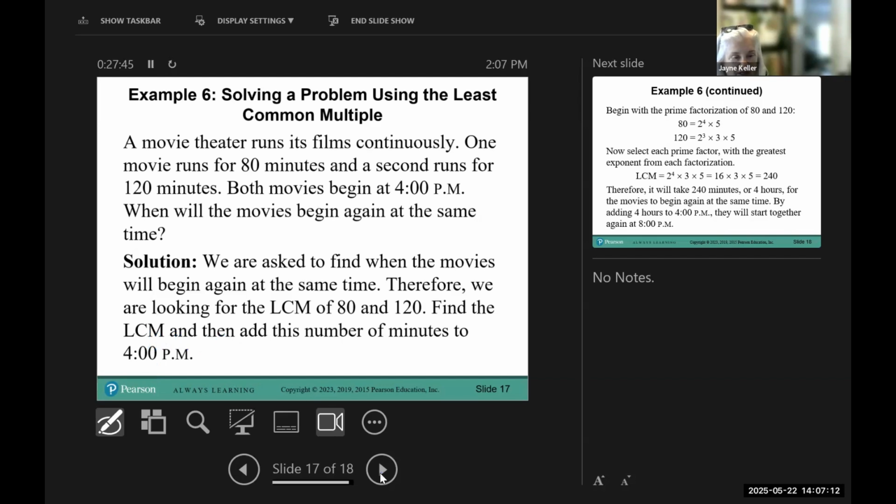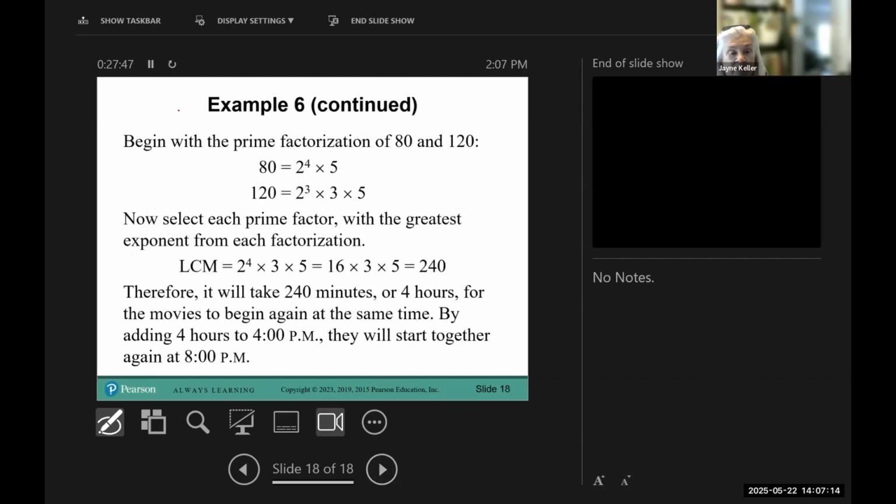I can also write those prime factorizations. To get 80, I have to multiply 2 times itself 4 times, and then times 5. 120 is 2 times itself 3 times, times 3, times 5. Again, I'm taking the biggest of each, so I need 2 to the 4th, and then I need a 3, and then I need a 5. So 2 to the 4th times 3 times 5 is 240.